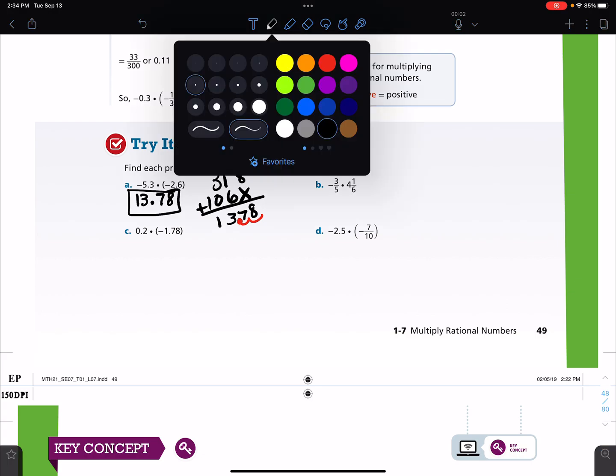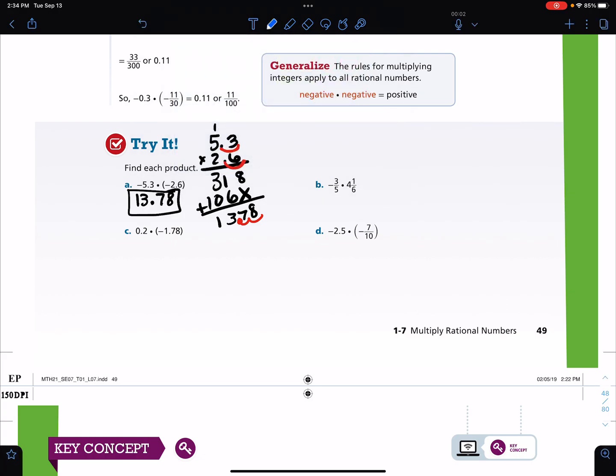Okay, number B, I'm going to go ahead and change my color so that you guys can follow along. That's a negative times a positive, so my final answer will be a negative answer. I'm going to put a box so that I can keep track of it.